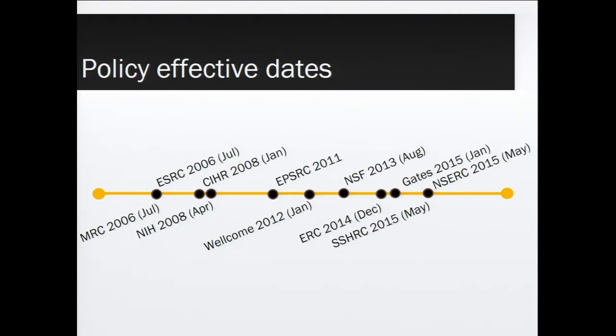And then we've got a bit more recent mandates with the Gates Foundation and CERC and SHRC at the Canadian level. So we've got 12 mandates that basically cover all disciplines and cover different strengths and weaknesses. So how did we compile compliance?